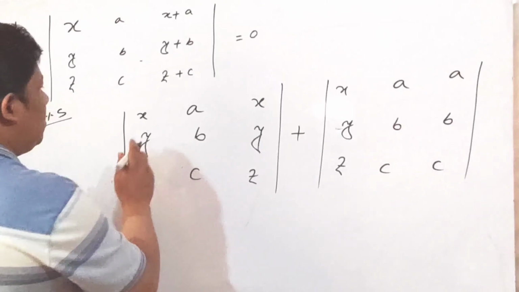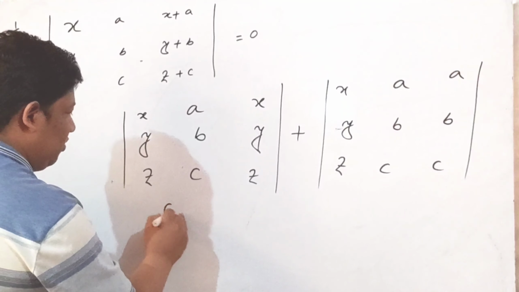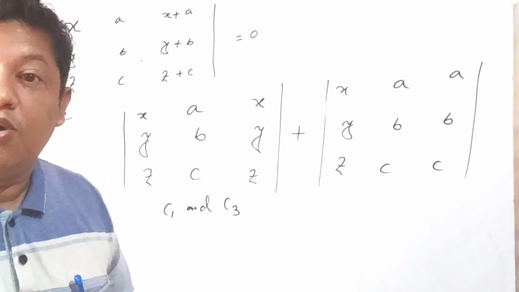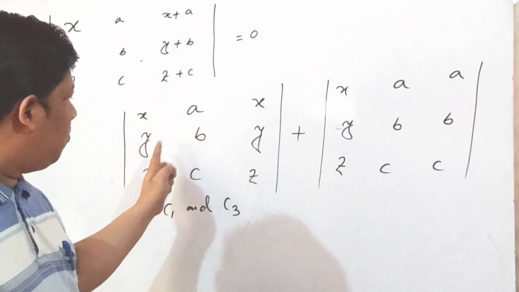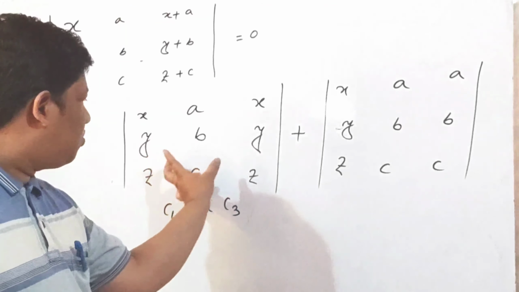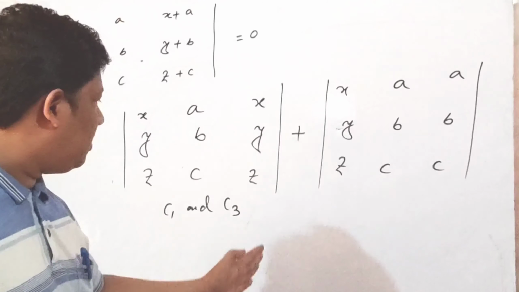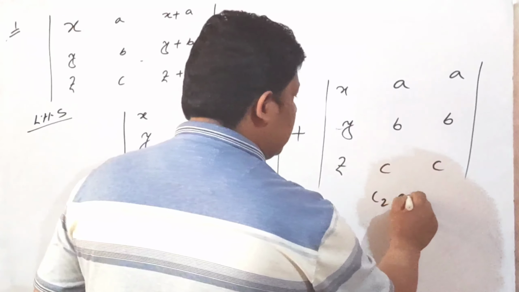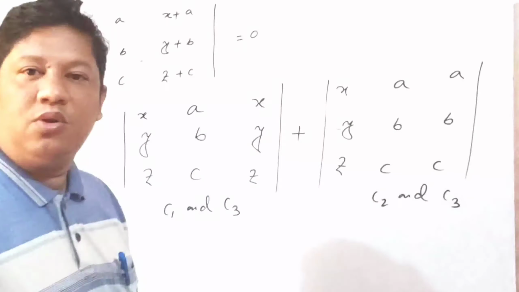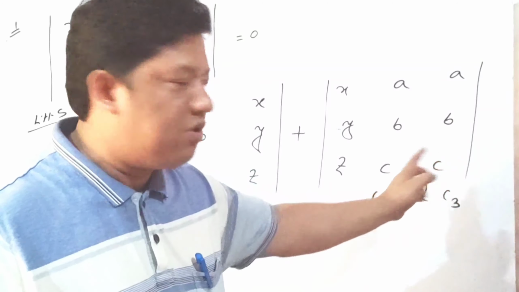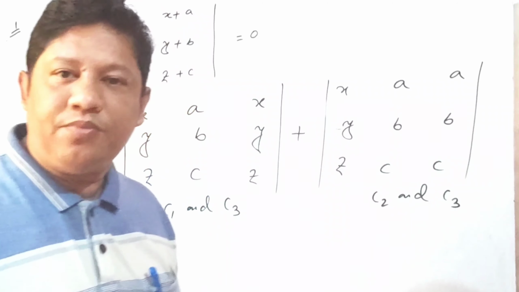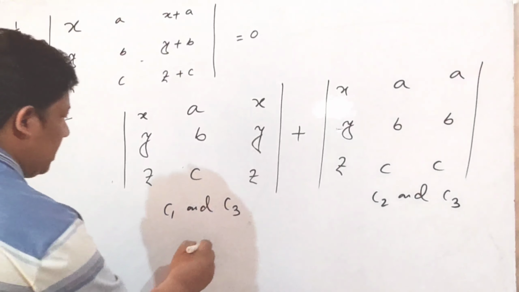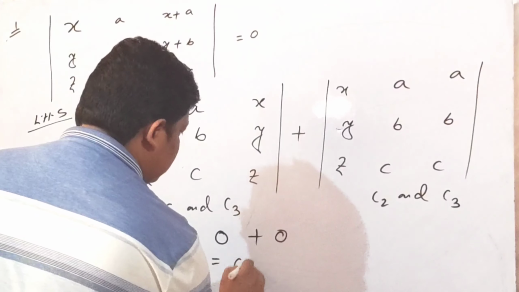Look here, in this determinant C1 and C3 are the same or identical, because x, y, z. That means these two columns C1 and C3 are the same. Here C2 and C3 are the same. Look here, C2 and C3 both are the same. So it is 0 plus 0, and I get 0.